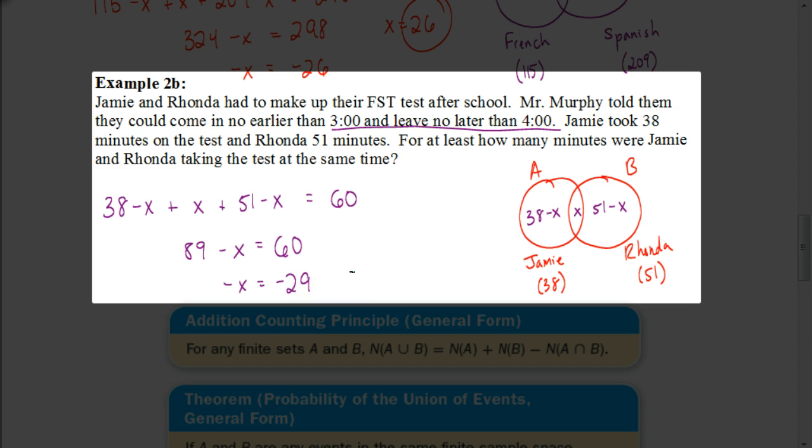So what that means is that there was a period of 29 minutes where together they were taking the test at the same time. So that would be your answer.